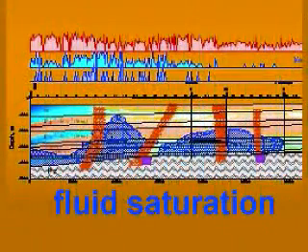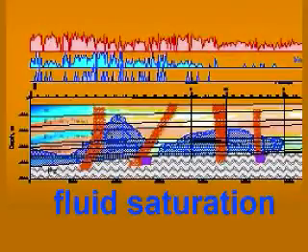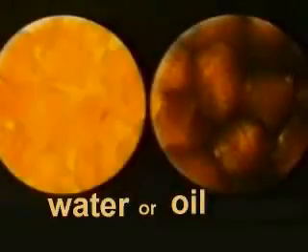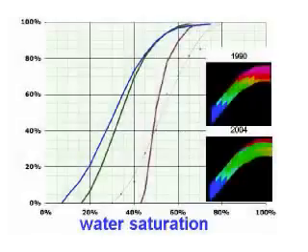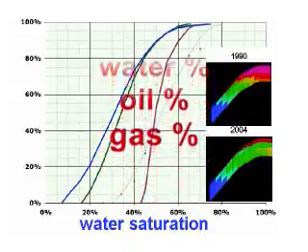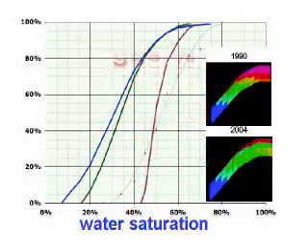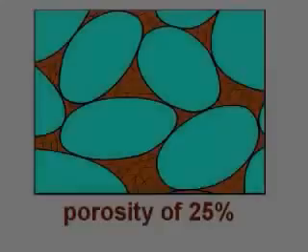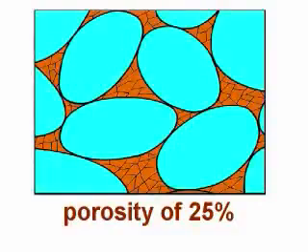Number 3, fluid saturation. Fluid saturation can vary due to the way hydrocarbons displace the seawater that was present when the rock was formed. We speak of this displacement in terms of saturation percentages: water percent, oil percent, or gas percent. Let me explain. Let's say that in your reservoir rock you have a porosity of 25%.